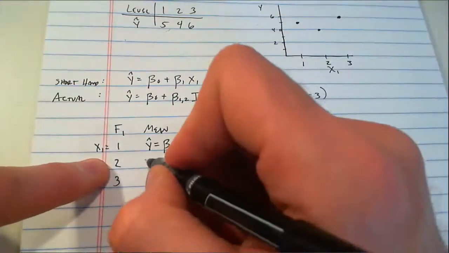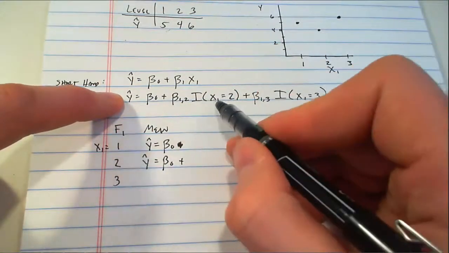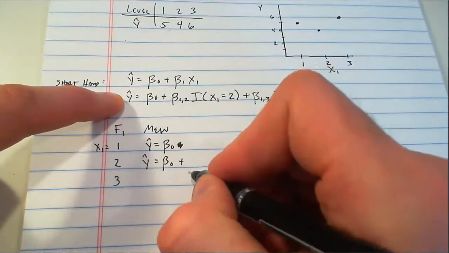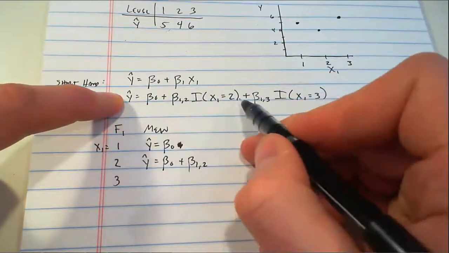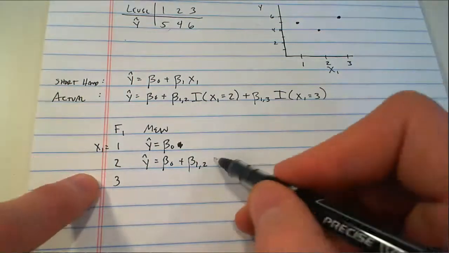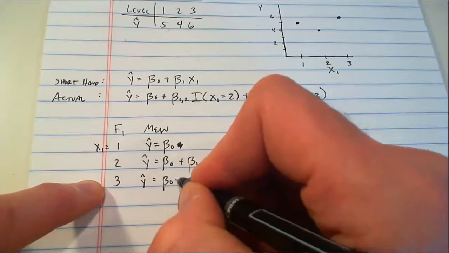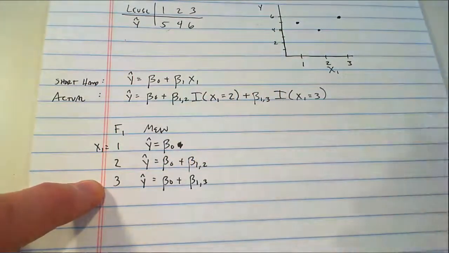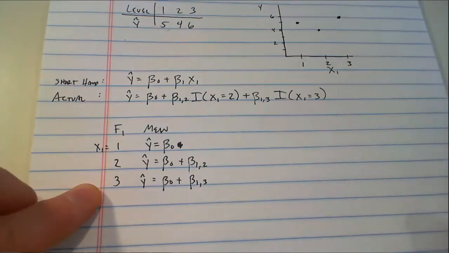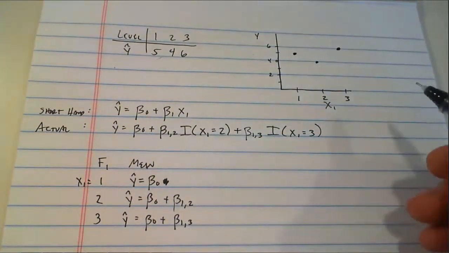All right, how about for 2? Y hat equals beta naught plus, x1 equals 2, so this indicator function equals 1, so that multiplied by this is beta 1,2, plus x equals 2, so this indicator function is 0, so that goes away, that's it. All right, and how about for 3? Beta naught plus beta 1,3. Nice. All right, let's go up to our plot and see how this plays out.